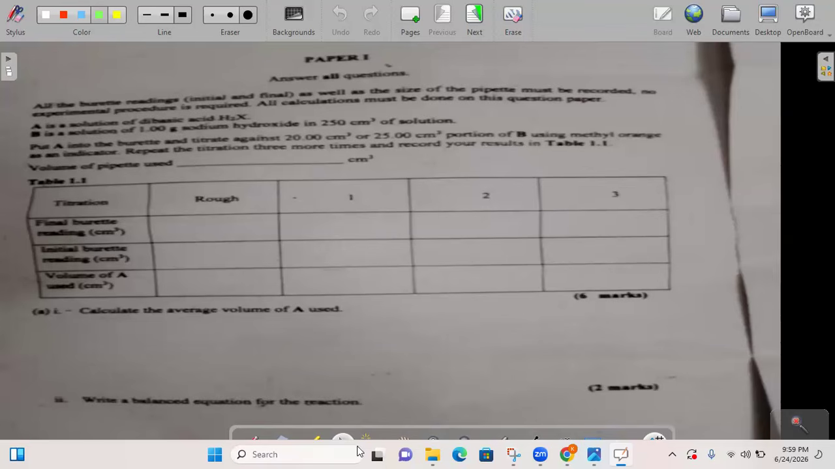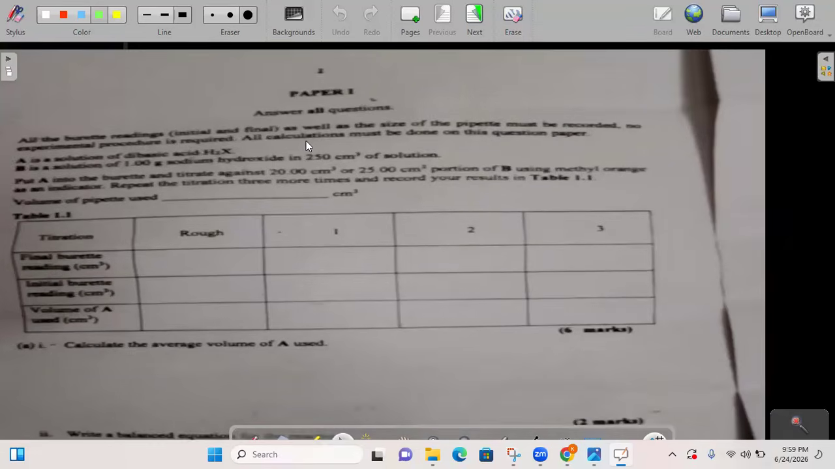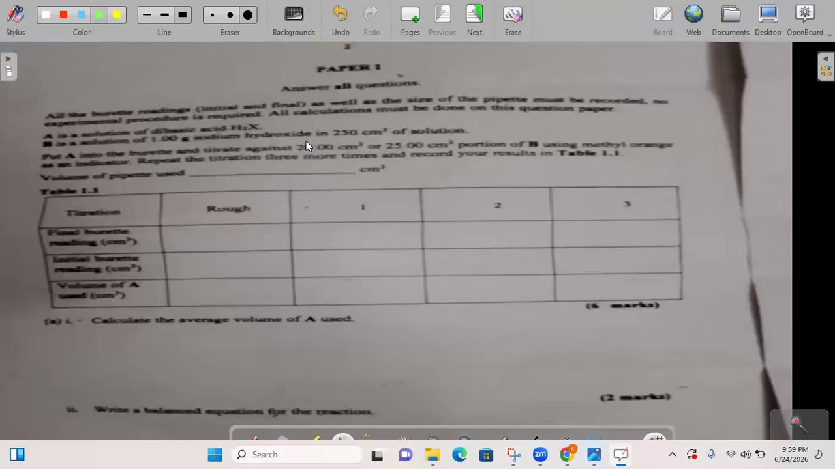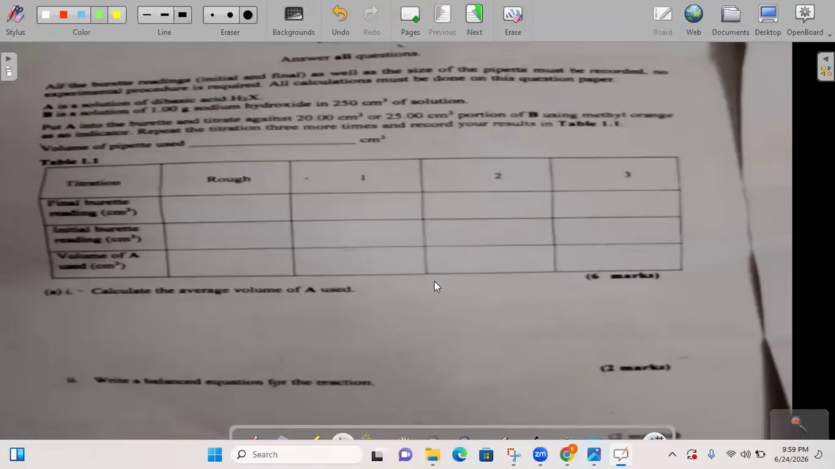Table 1.1. So the pipette is what you use to measure the base. The question says we should use 20 or 25 cm cube. So in this space here, that's what you record. We are using 25, so put 25.00 cm cube here. It is already there. Understood? Yes, sir.